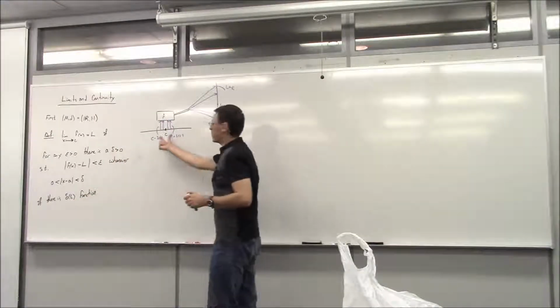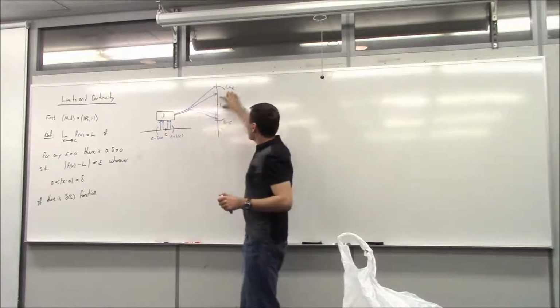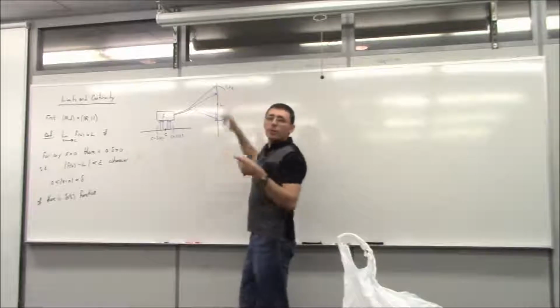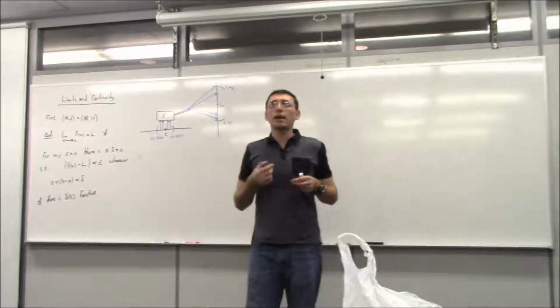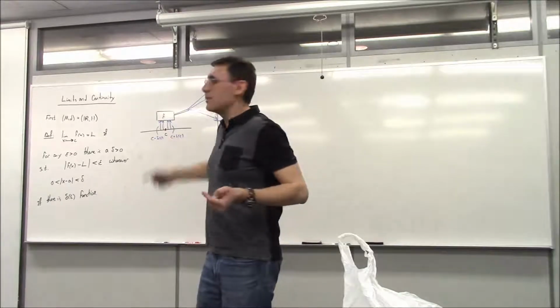In other words, if you can tell me how thin the current around c should be for the stain to be of radius no more than whatever epsilon you have, and if you can do it for any epsilon, the function has a limit at L.